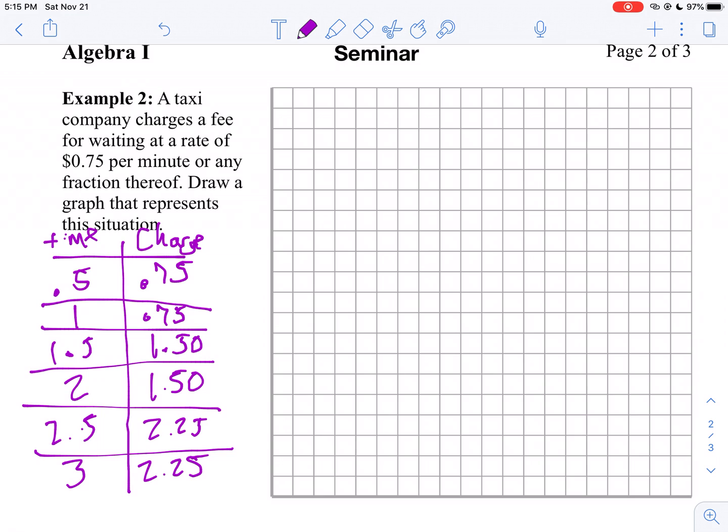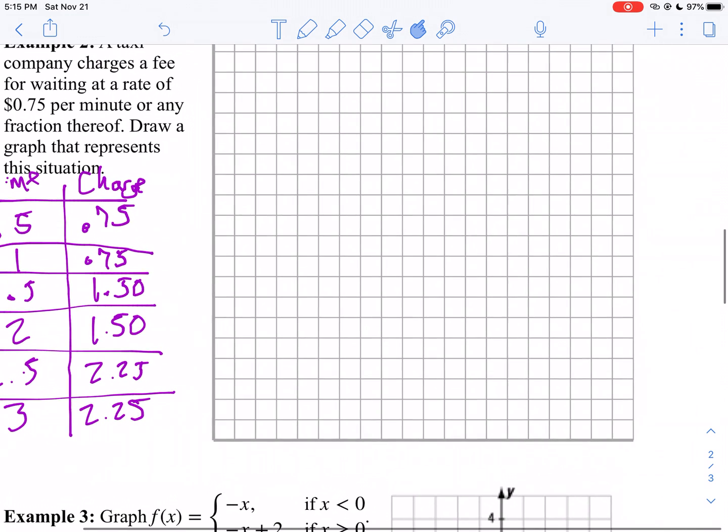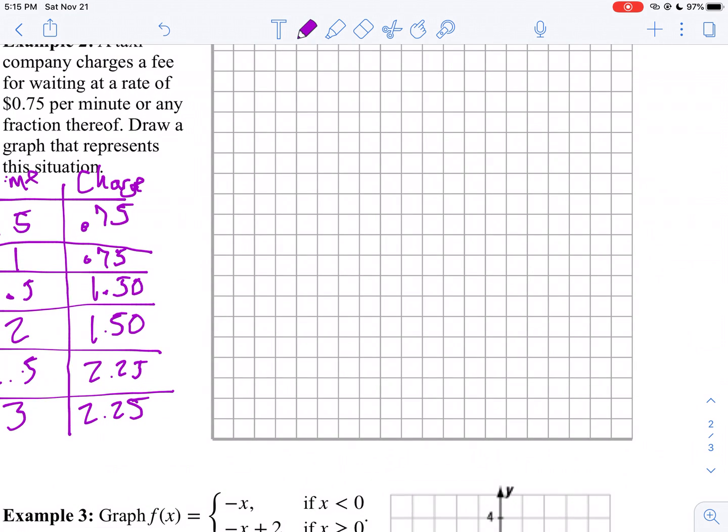So I think what I'll do, my time is my independent variable. So I'm going to put time here in the bottom. So I'm going to go 0. I think I'm going to skip a line just so you can see it. So 1, 2, 3 minutes. And I'll do the same thing going up. So here's 75 cents. And then $1.50 and $2.25. And I could keep on going up and up if I wanted to.